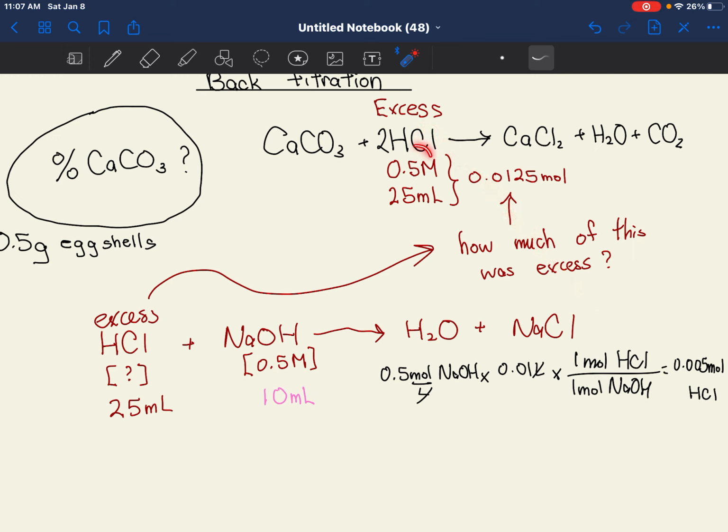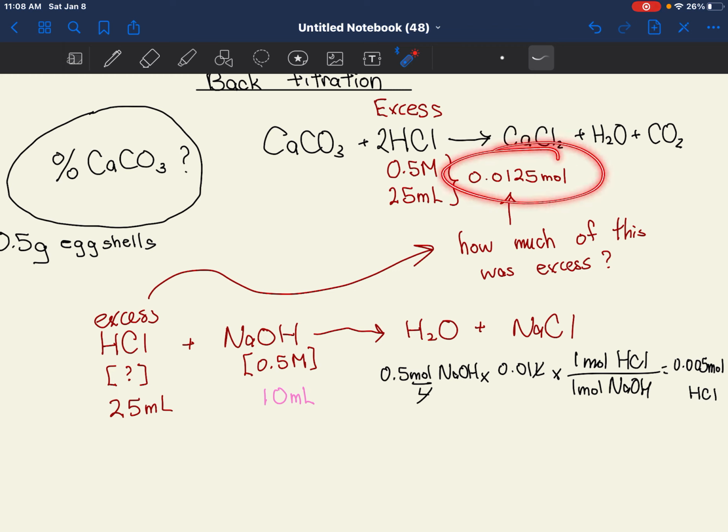I started with this. This is 0.0125 mole. How much of this was reacted with calcium carbonate? I don't know. I will find out very soon. But what I do know is that out of this amount of HCl, there was this amount that was left over. This is the excess. This is the amount that was unreacted with calcium carbonate, because NaOH told me so.